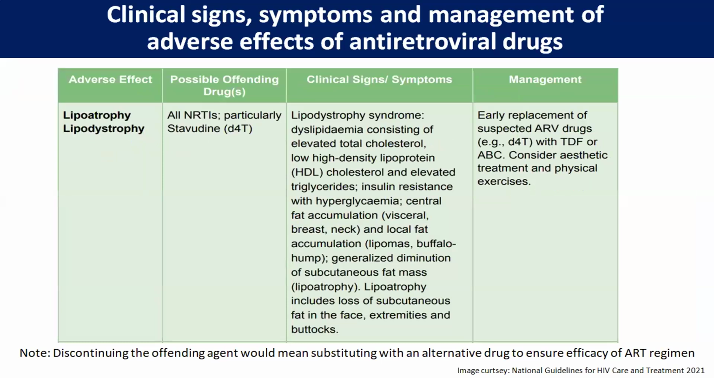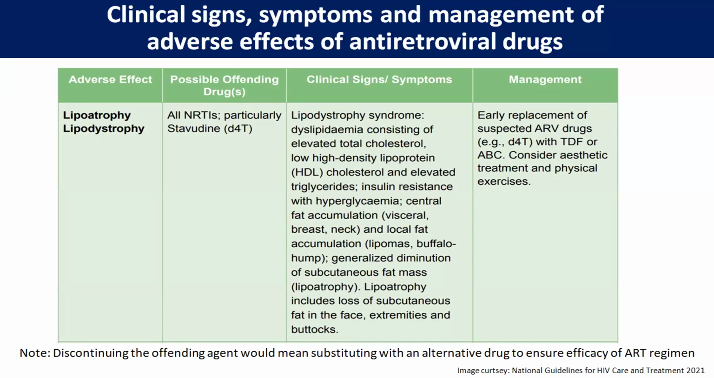For lipodystrophy, usually NRTIs, particularly stavudine, and long-term use of zidovudine can also produce lipodystrophy. So in lipodystrophy syndrome, there is dyslipidemia, and simultaneously lipoatrophy in the subcutaneous tissues and lipid hypertrophy in the neck that may cause buffalo hump, and in the abdomen and breast. So there is a typical look of the individual with loss of fat in the face, limbs and buttock, and there is swelling of breast and abdomen, and there is buffalo hump.